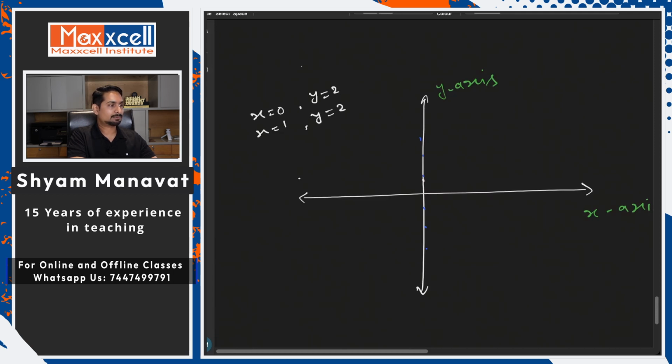So if you join these 2 points, what will you get? X is equal to 0, y equal to 2. This is 1, this is 2. So y equal to 2 for x is equal to 0. For x is equal to 1, you again have y equal to 2. If you join these 2 points, what do you get here? A straight line like this.